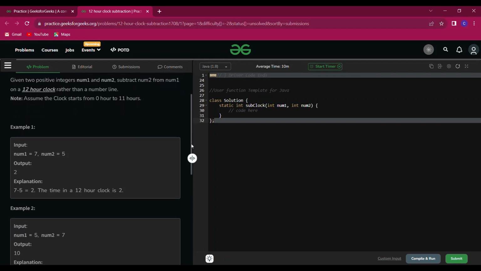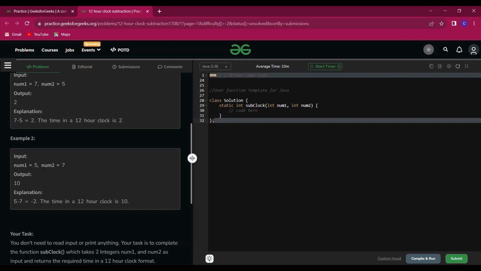Now see the first example. Num1 equals 7 and num2 equals 5. Num1 minus num2 is 2. So the time in 12-hour clock is 2. Now see the second example. Num1 equals 5 and num2 equals 7. The subtraction of these two, num1 and num2, is minus 2, so the time in 12-hour clock is 10.